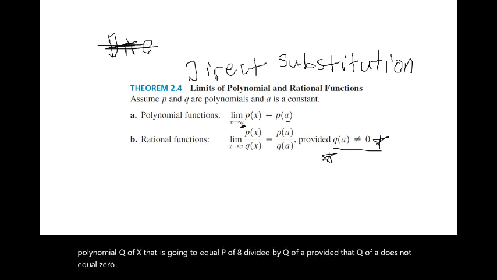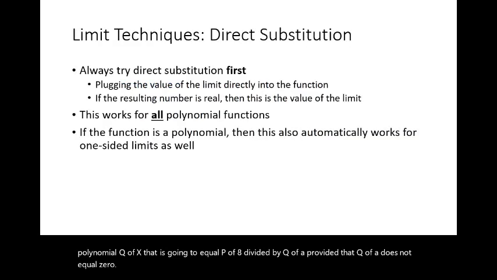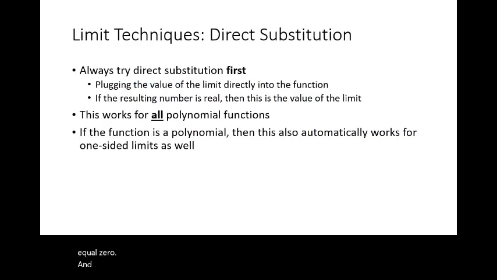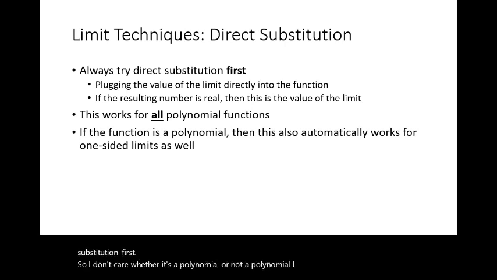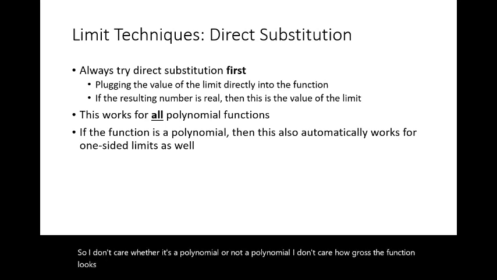So direct substitution will work to evaluate limits of rational functions as long as you don't get a 0 in the denominator. And in fact, direct substitution is a legitimate limit technique, and you should always try direct substitution first. So I don't care whether it's a polynomial or not a polynomial. I don't care how gross the function looks. Always try direct substitution first, no matter what. That involves you plugging that value of that limit directly into the function and see what happens.